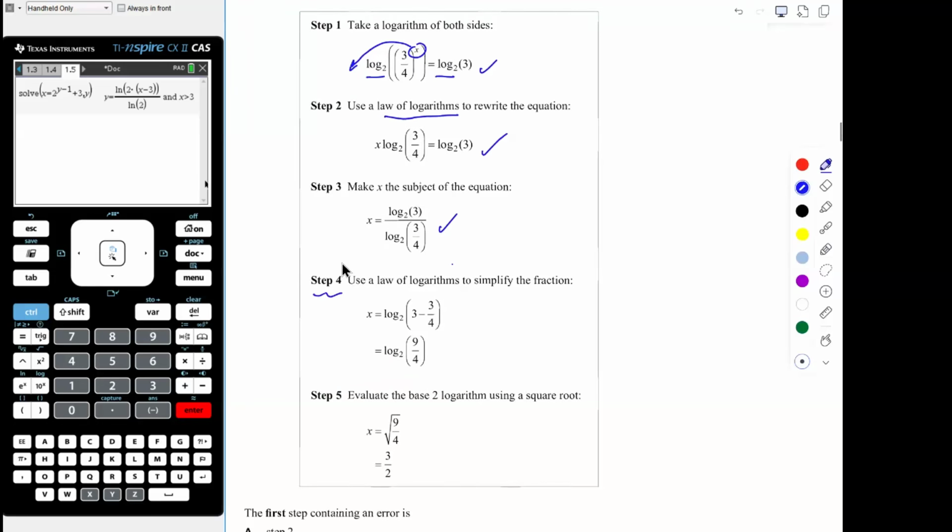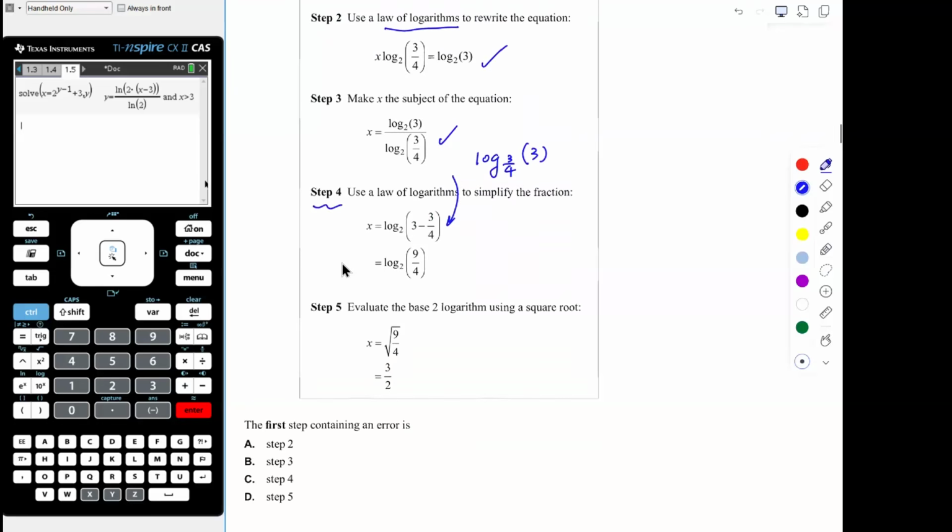But then step 4 starts to be a rocky one because you are not actually subtracting the arguments. And this is in the format of a ratio. So you have to use the change of base law. The correct step should be log base 3 over 4 of 3, okay? Something along this line. And subsequently, step 5 is also incorrect. Following that logic is also an incorrect attempt because it would be 2 to the power x equals 9 over 4, okay? Rather than writing it as a square root.